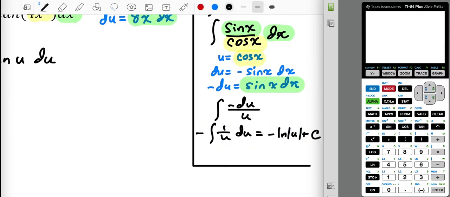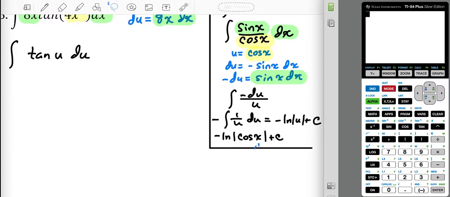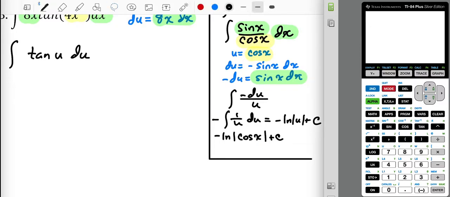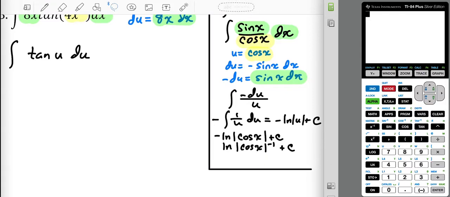Plus c. All right, now the u is cosine. So negative ln of cosine x plus c. And this is where you can kind of get a little cute with it, because coefficients become exponents in logs. So I could write this as ln of cosine x to the negative first plus c. When you raise something to the negative first power, you're taking the reciprocal. Reciprocal of cosine is secant. So ln of secant plus c.